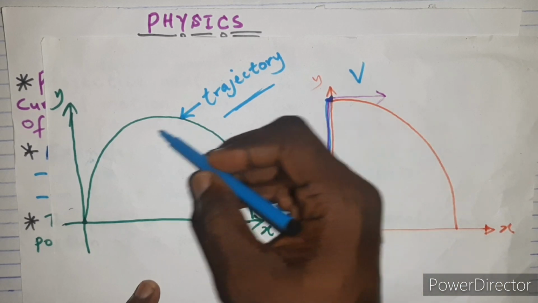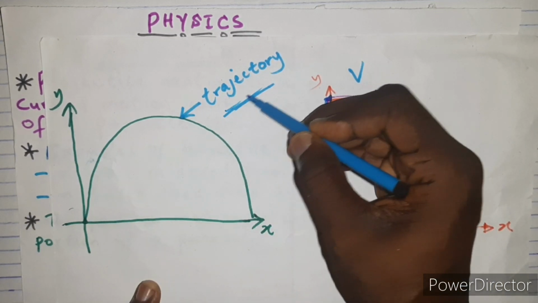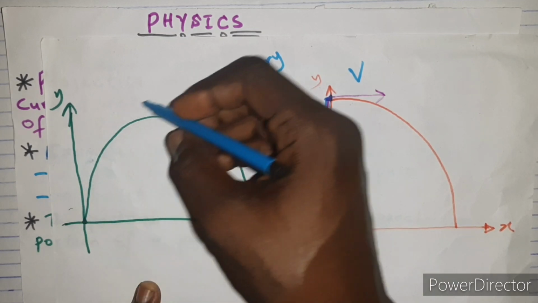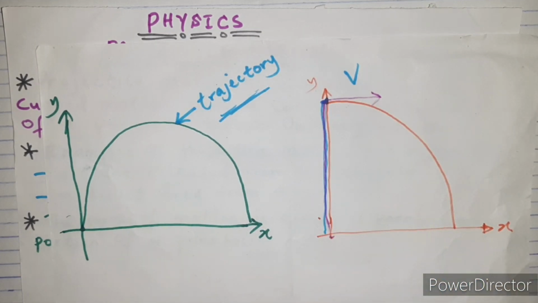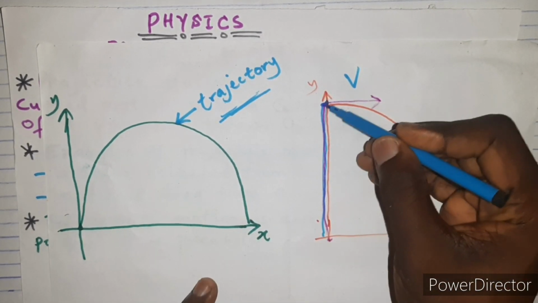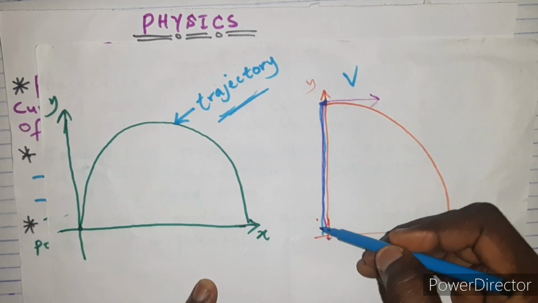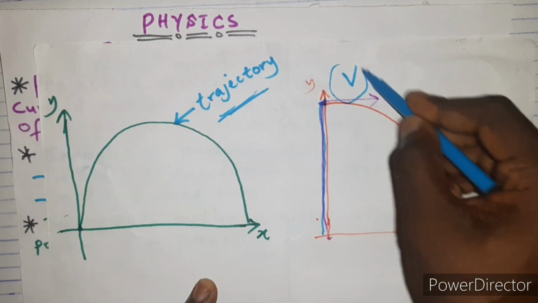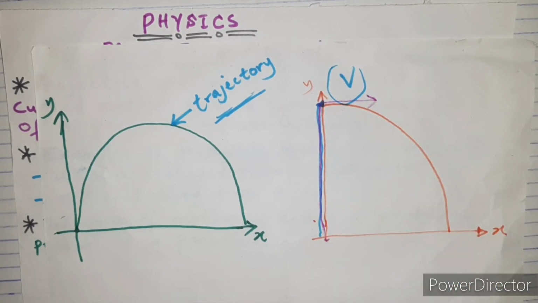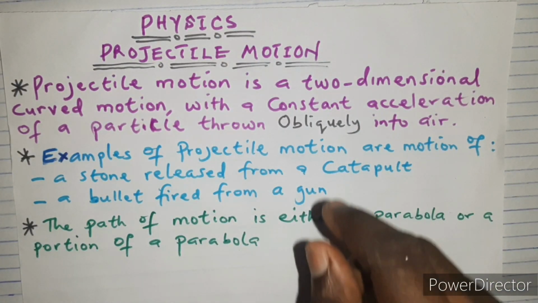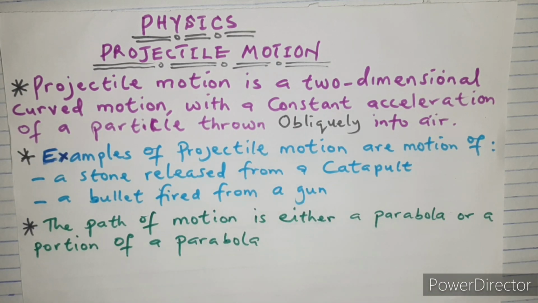And you can call this path the trajectory of that particular object, because the journey will form a curve this way, or it will form a portion of that parabola, especially if it's being thrown from a cliff. So imagine this is your cliff of a particular height, and then you throw that object with a particular velocity, and it will follow this path here.